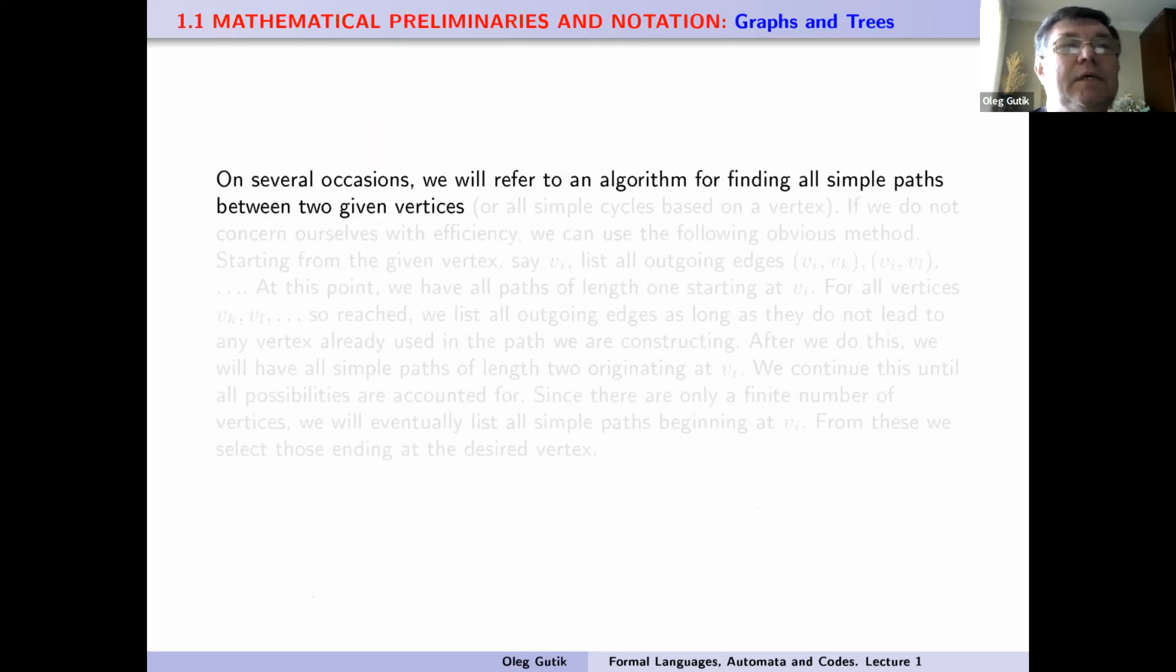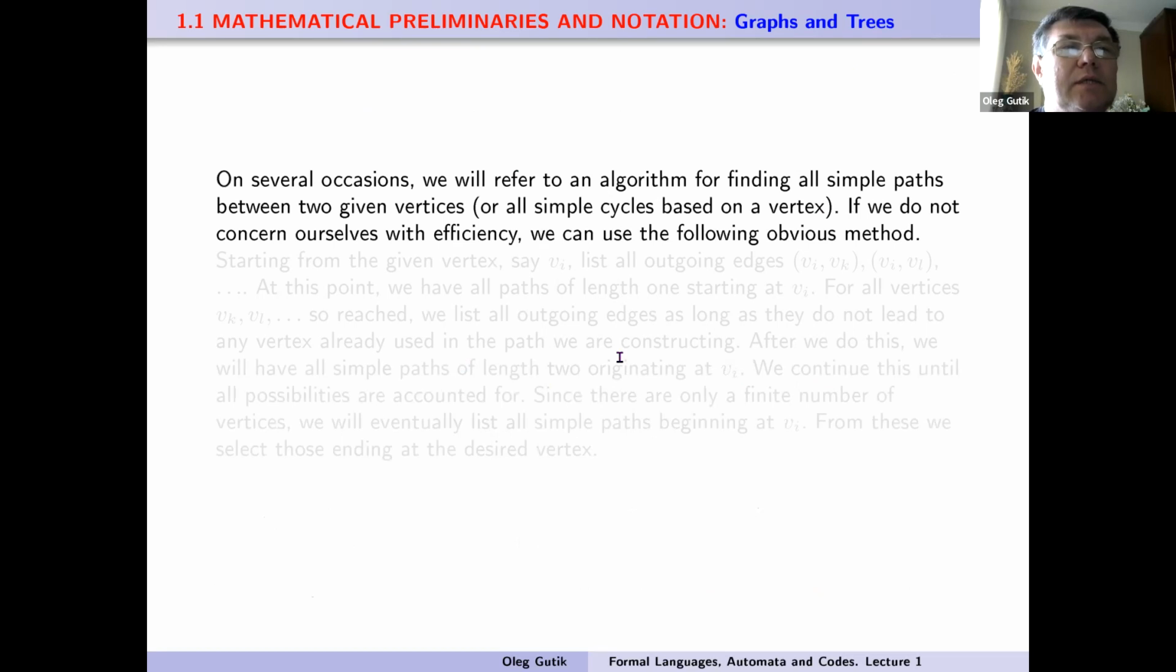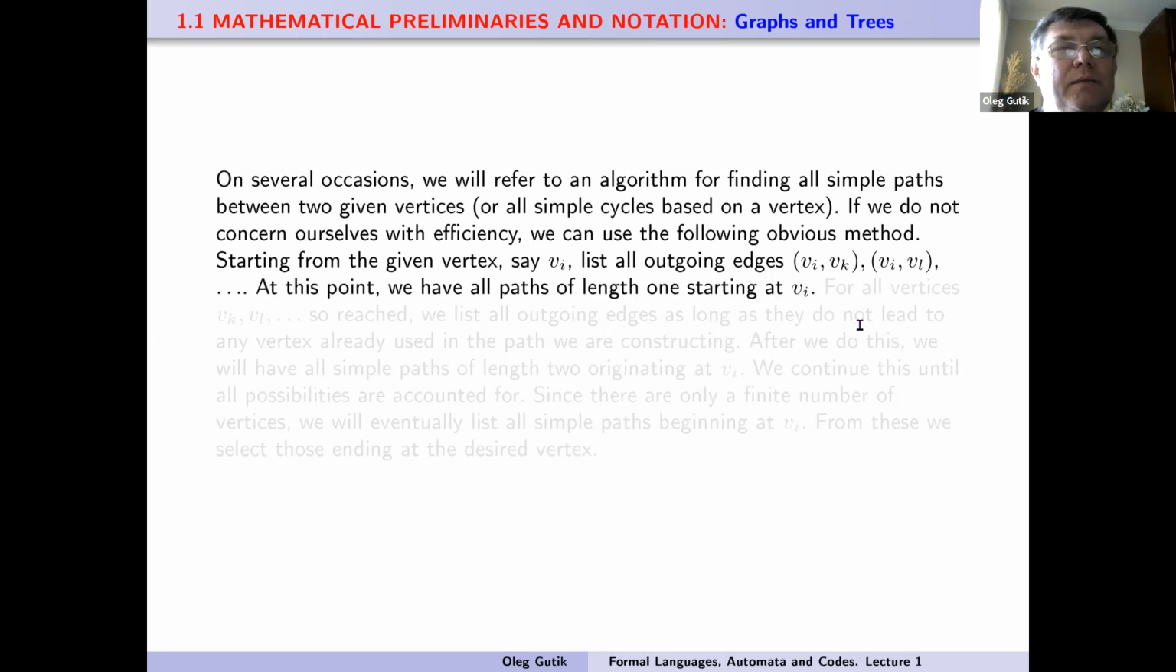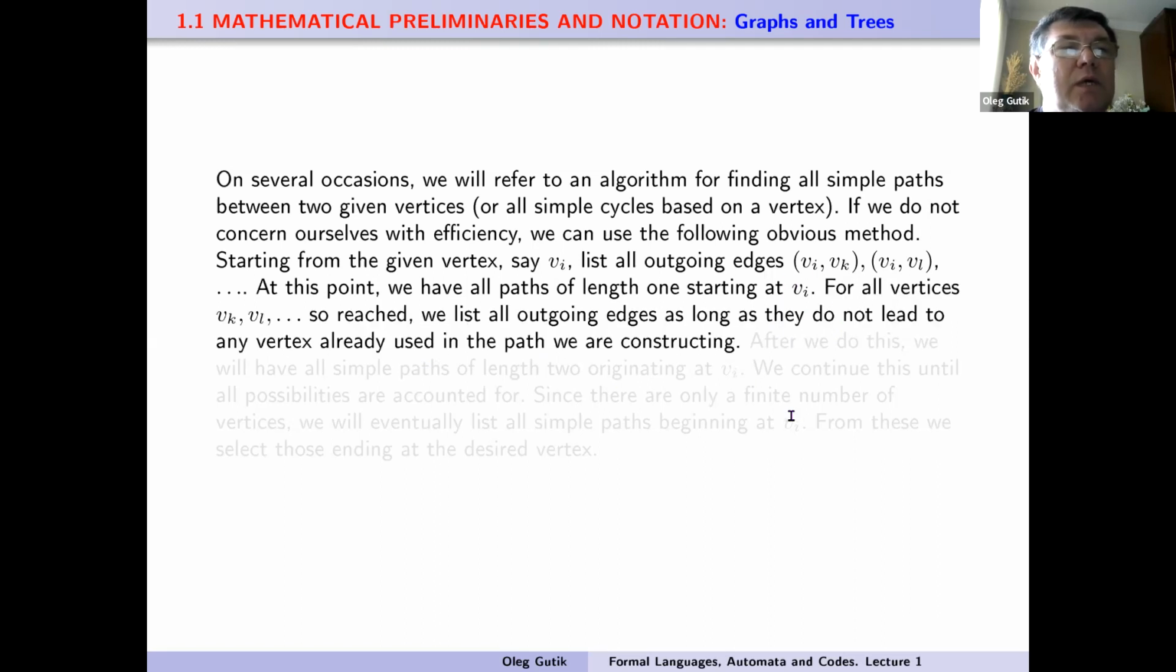On several occasions, we will refer to an algorithm for finding all simple paths between two given vertices, or all simple cycles based on a vertex. If we do not concern ourselves with efficiency, we can use the following obvious method. Starting from the given vertex, say vi, list all outgoing edges (vi, vk), (vi, vl), and so on. At this point, we have all paths of length 1 starting at vi. For all vertices vk, vl, and so on, so reached, we list all outgoing edges as long as they do not lead to any vertex already used in the paths we are constructing.